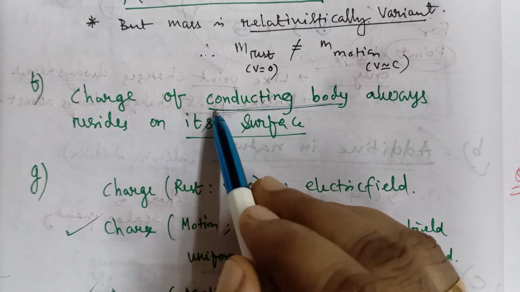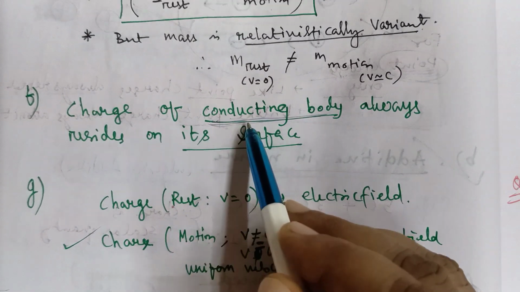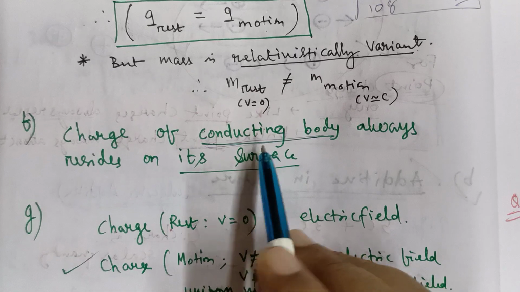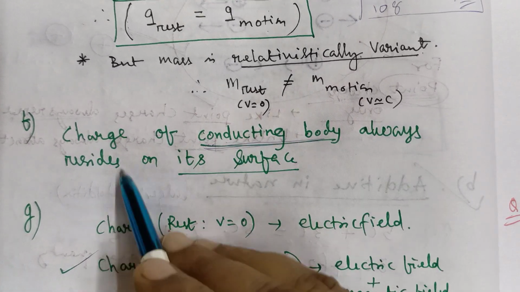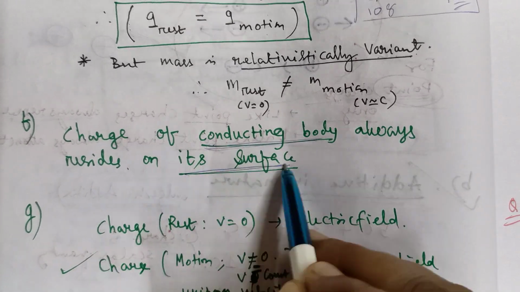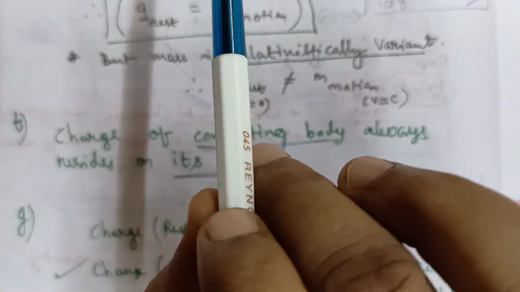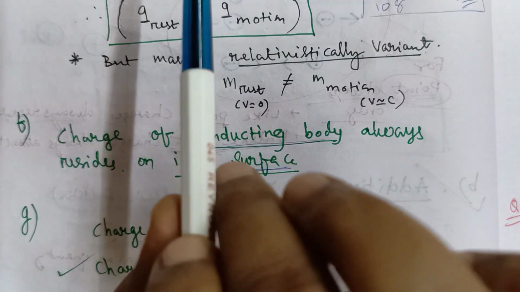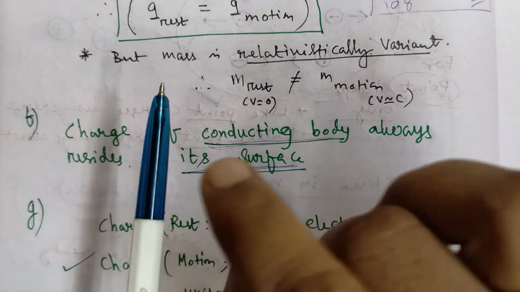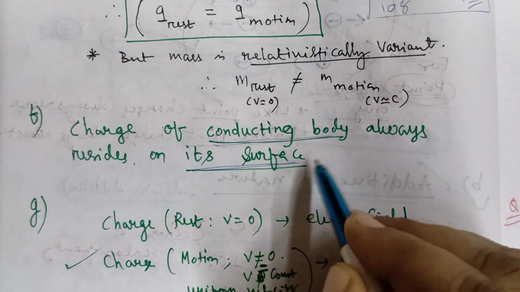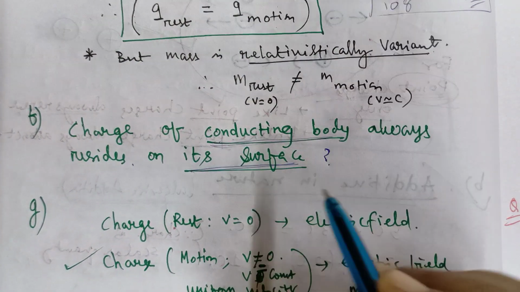A conducting body means a body in which charge can flow easily, like iron or copper. The charge of a conducting body always resides on its surface. If it is a pen made of copper, then when it is charged, its charge always resides on its surface. Why it resides on the surface, we will discuss in a later class.